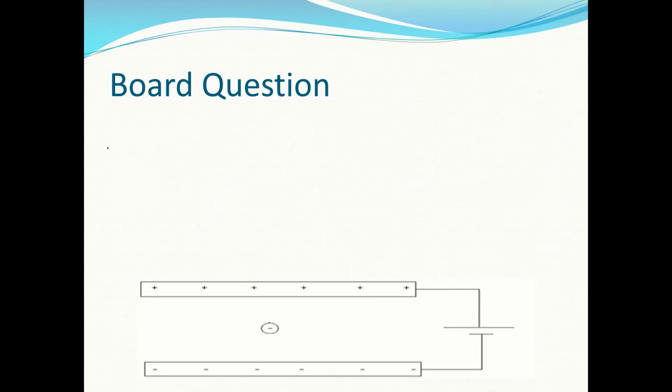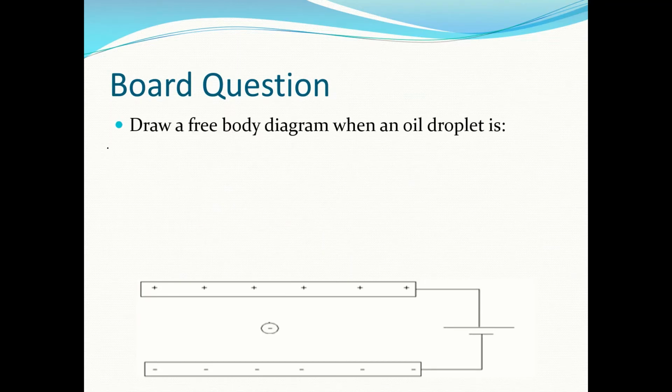So let's do a board question. So let's draw some free body diagrams for these different scenarios. So pause the video and try them out. So if it was suspended between plates, what would that look like? So force of gravity is always down. And then force of electric is up. And if they're suspended, they're going to be the same size. Okay.